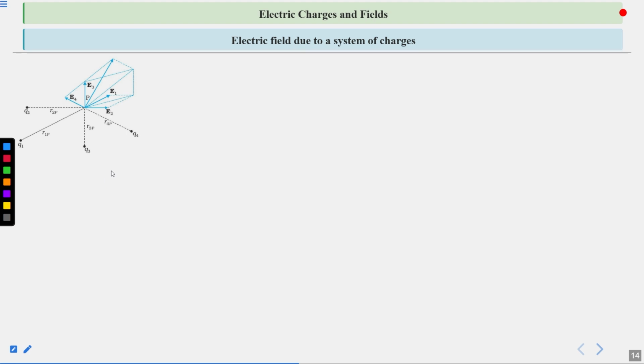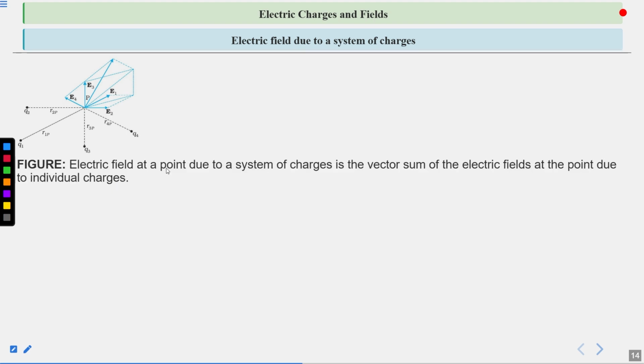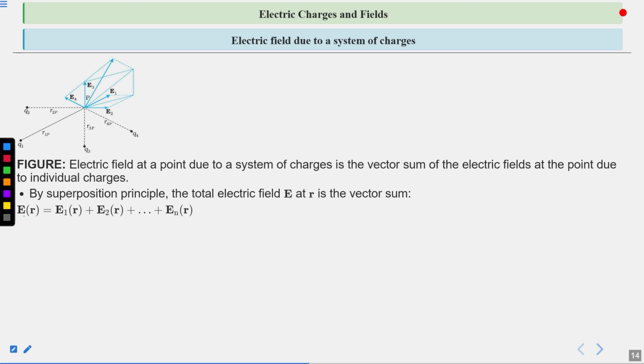So look at here. We already know this. By the superposition principle, the total electric field E at R is the vector sum. Clear? Vector sum of E. So when we find the vector sum of the E at R, that is the total electric field. So E of R is the total electric field due to multiple charges.